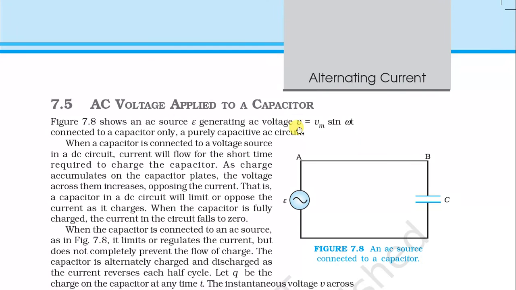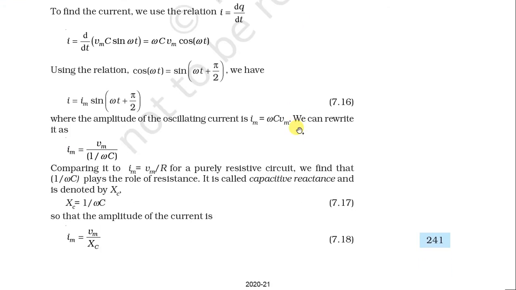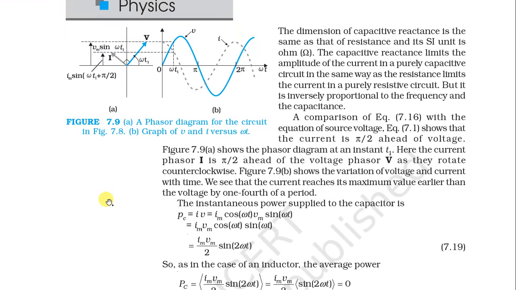See in this slide, here I is equal to Vm upon R. But instead of R, we can write 1 upon omega C. Here we replace R by Xc, so Xc is equal to 1 upon omega C. This slide shows that it is inversely proportional to the frequency and the capacitance, so Xc is equal to 1 upon omega into C. So this is the difference between the capacitive reactance and the resistance.